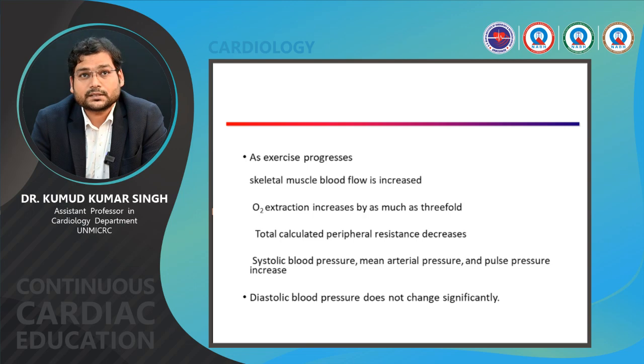As the exercise progresses, skeletal muscle blood flow increases, O2 extraction increases by as much as 3-fold, and the total calculated peripheral resistance decreases. The systolic blood pressure, the mean arterial pressure and the pulse pressure increase. The diastolic blood pressure, although, doesn't change significantly.